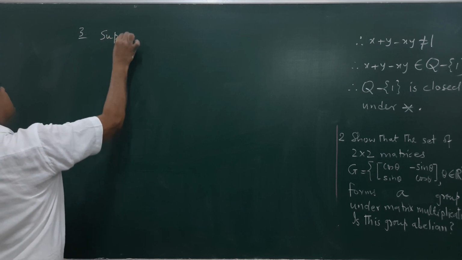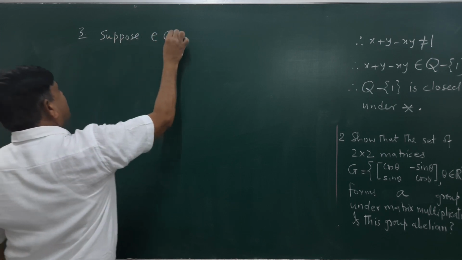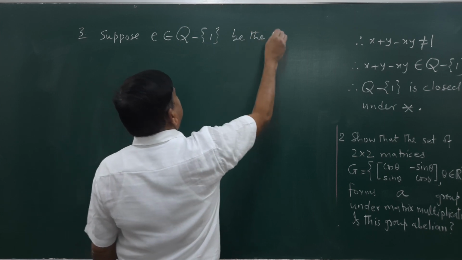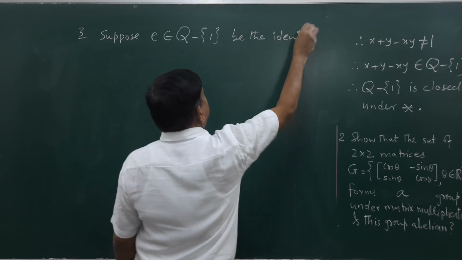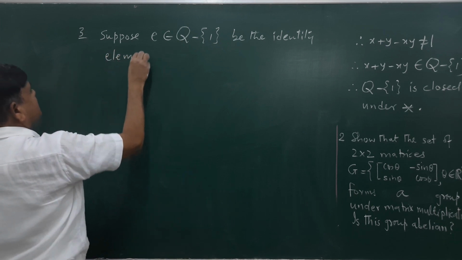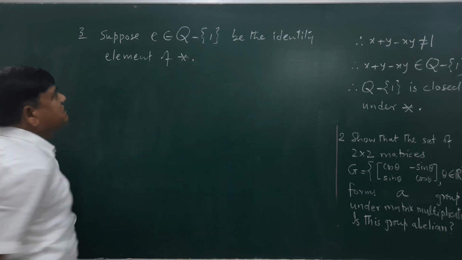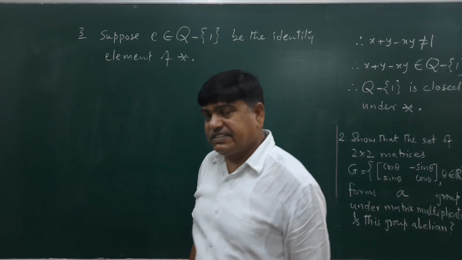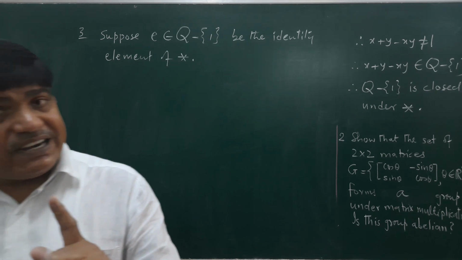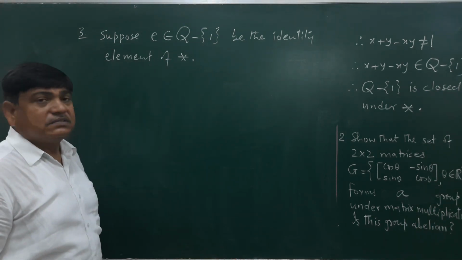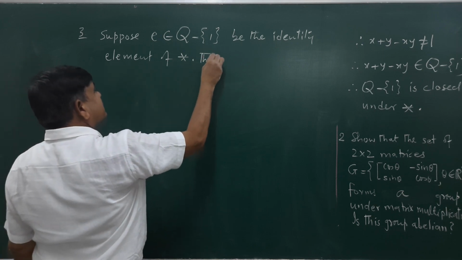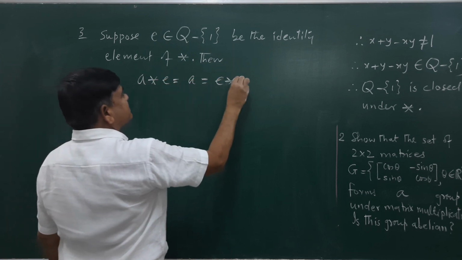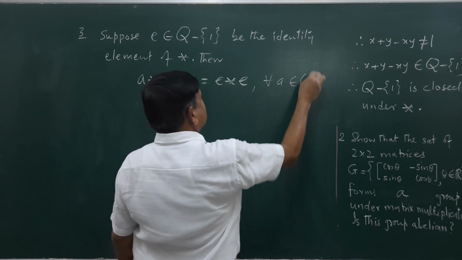Suppose E belongs to Q, the identity element of this binary composition. Now we calculate it. If we find the identity which is the member of this one, then A * E equals to A equals to E * A for all A belongs to Q.